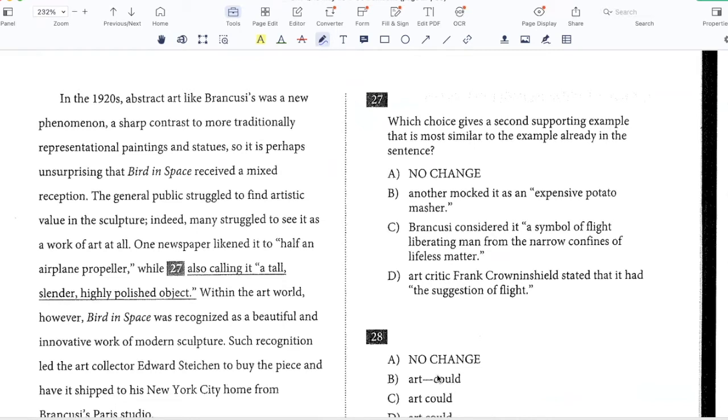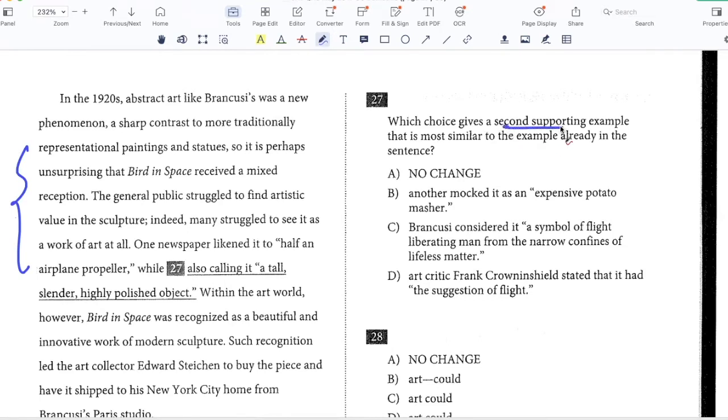In the 1920s, abstract art like Brancusi's was a new phenomenon, a sharp contrast to more traditionally representational paintings and statues. So it is perhaps unsurprising that Bird in Space received a mixed reception. The general public struggled to find artistic value in the sculpture. Indeed, many struggled to see it as a work of art at all. One newspaper likened it to half an airplane propeller, while also calling it a tall, slender, highly polished object. Within the art world, however, Bird in Space was recognized as a beautiful and innovative work of modern sculpture. Here I'm saying that it was a little hard for the general public to appreciate this sculpture because it was an abstract piece of art. It wasn't representational.